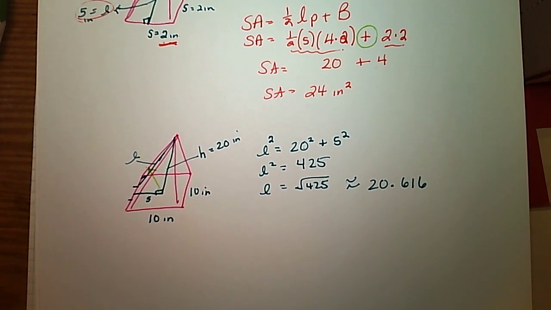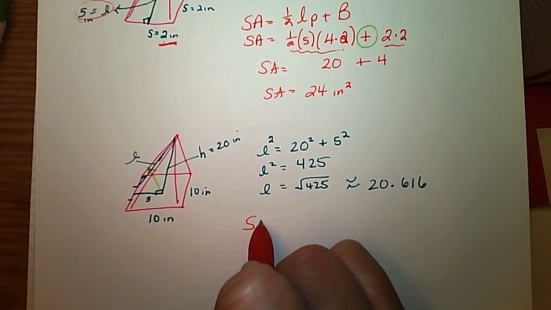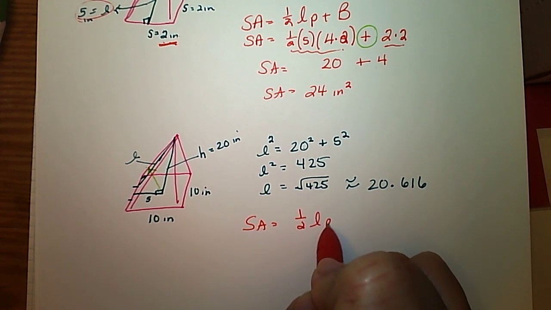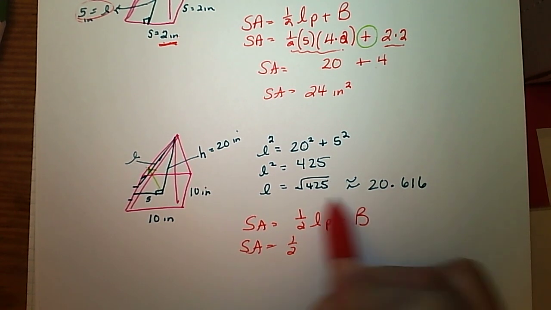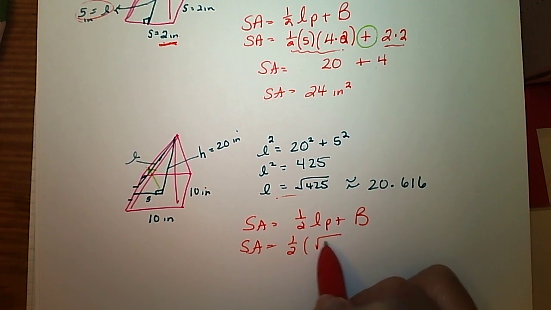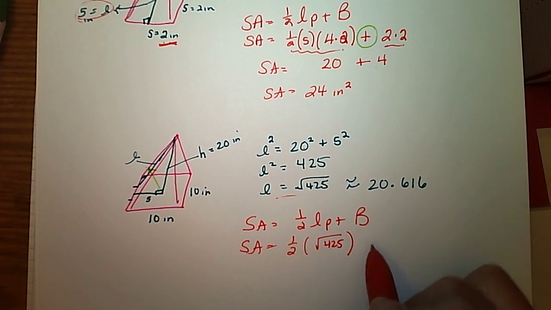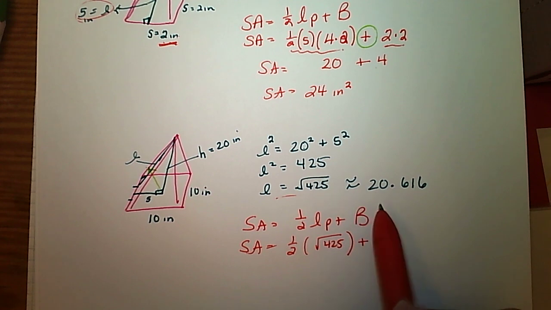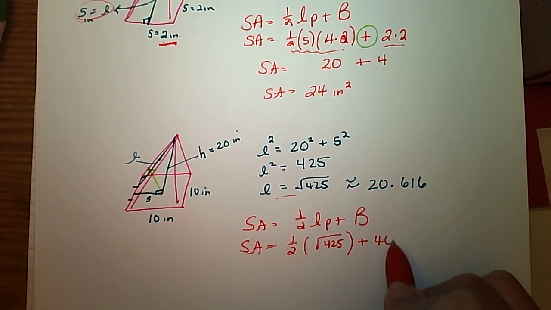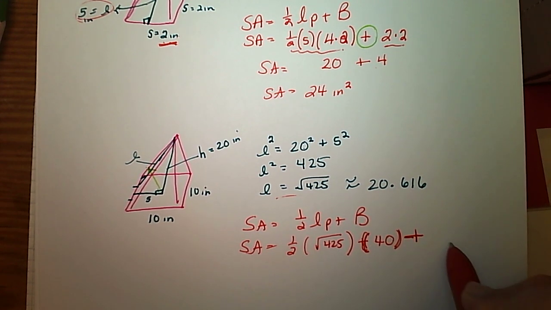So now, I want to find my surface area. Well, it's 1/2 LP plus B. My surface area equals 1/2. I just calculated my L. I'm going to leave it as the square root of 425. If you don't have to, put in the 20.616. Times my perimeter of my base. Well, my perimeter of my base is 4 times the side, so it is 40. Oop, that's not plus. That's multiplication. Sorry. Plus my area of my base, which is 10 times 10, which is 100.